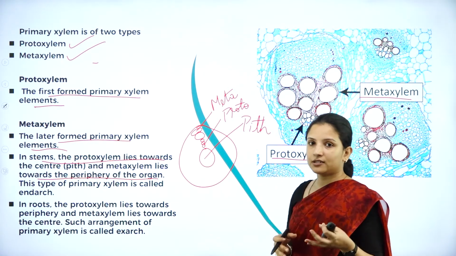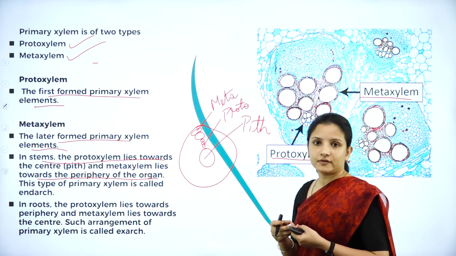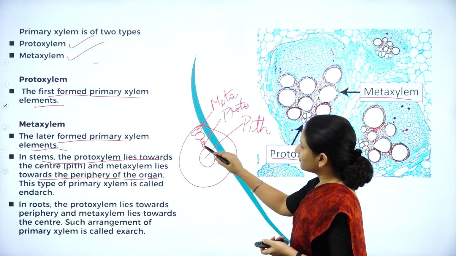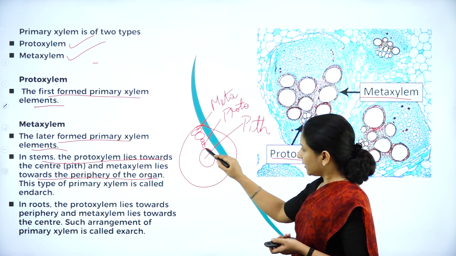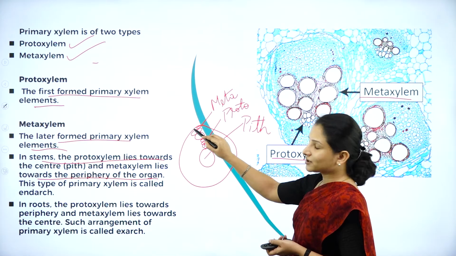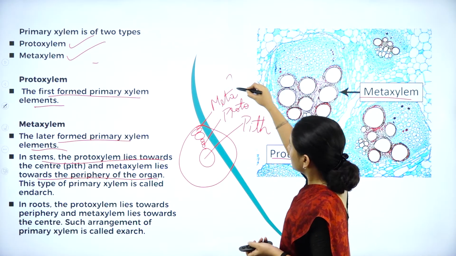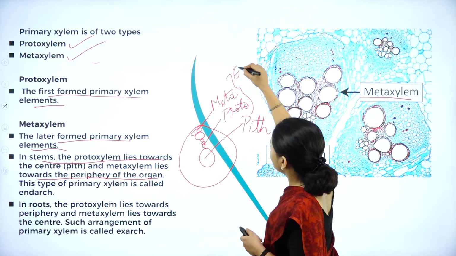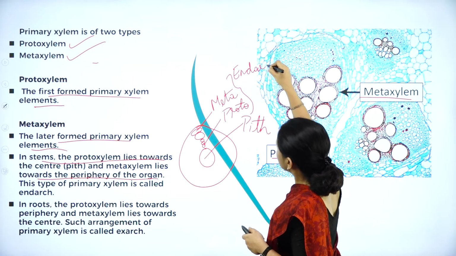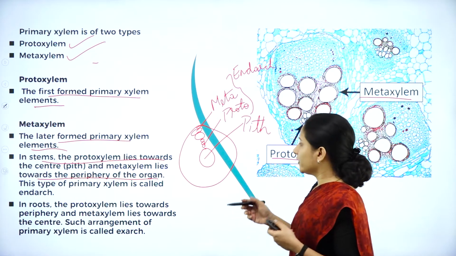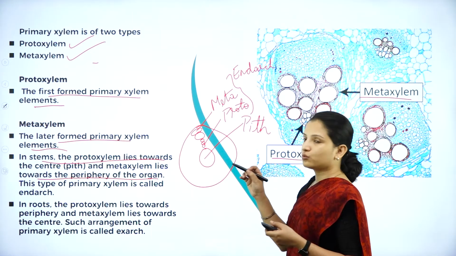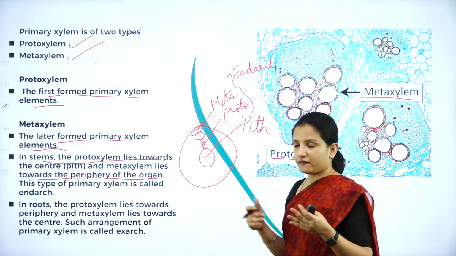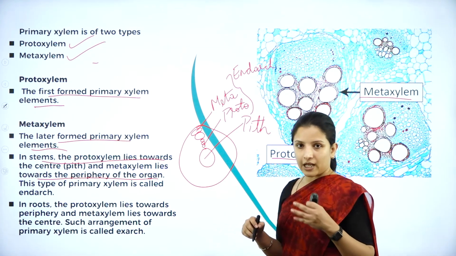So now consider, I've taken the cross section of a stem. While looking, this is the pith region. If the protoxylem is present towards the pith and the metaxylem is present towards the periphery, then such an arrangement of primary xylem is called endarch. Endarch is a condition in which the protoxylem is situated towards the pith and the metaxylem is situated towards the periphery, or towards the sides of the plant organ.